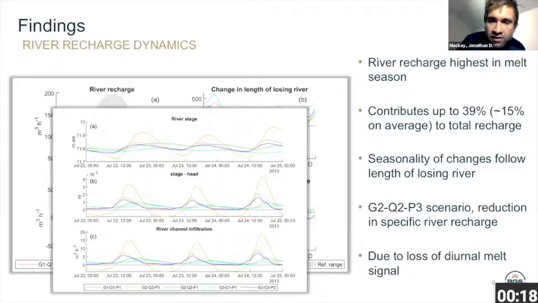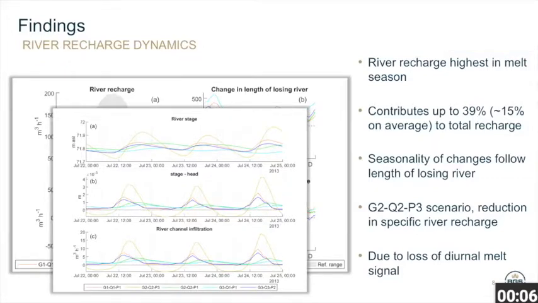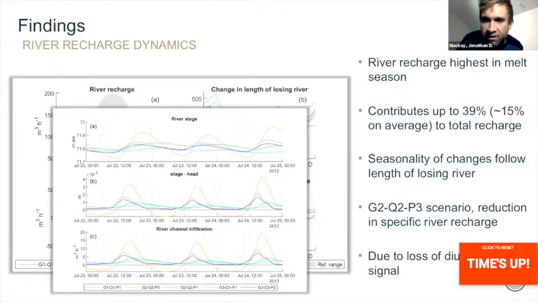So we looked more closely at the river stage hydrograph for these different scenarios, and this is looking over the control period. You can see a period of 3 days, and you can see the diurnal variation in figure A of river stage. That's basically because of the daily melt cycle in the river, and it's actually this diurnal variation that drives the head gradients.